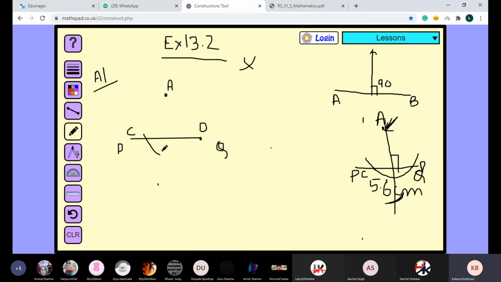Okay. आपकी arc ऐसी दिखनी चाहिए. With the compass, I was not able to show it. Now let me show you. आपकी जो another arc है वो it should be of this much, and then make a line like this.